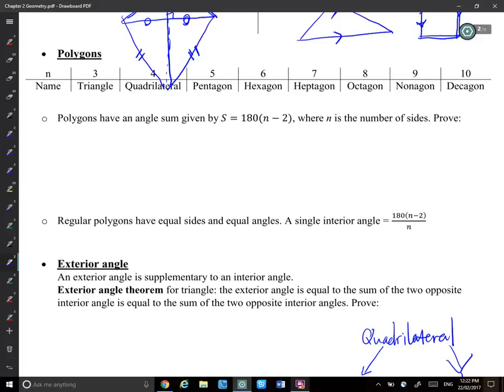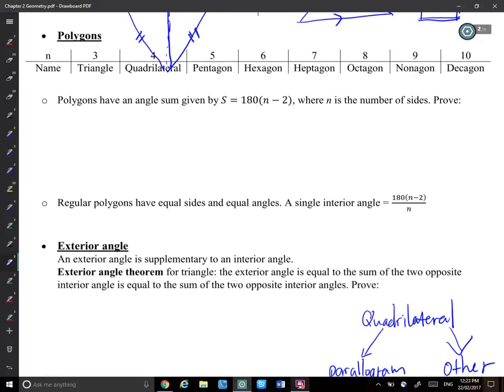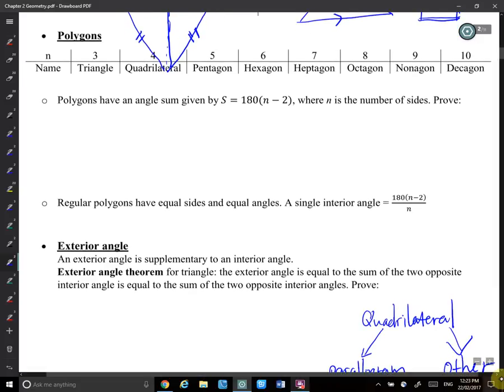If there are 5 sides, that's a pentagon, and 6 sides is a hexagon, then heptagon, octagon, nonagon, and decagon. So we have different names for 3 to 10 sides. We're not going to talk about 11 sides, that's too much. Polygons have an angle sum given by this formula, where n is the number of sides.